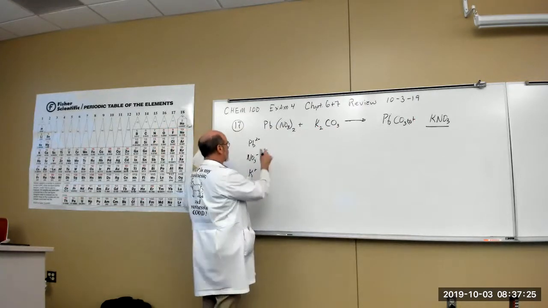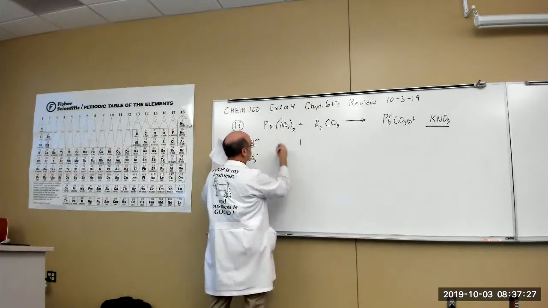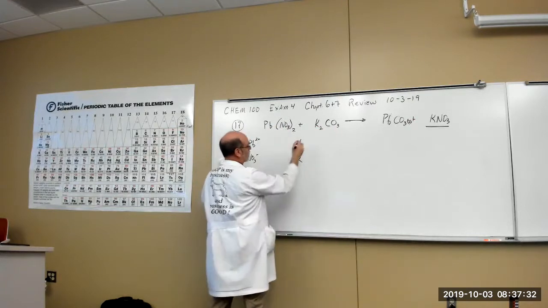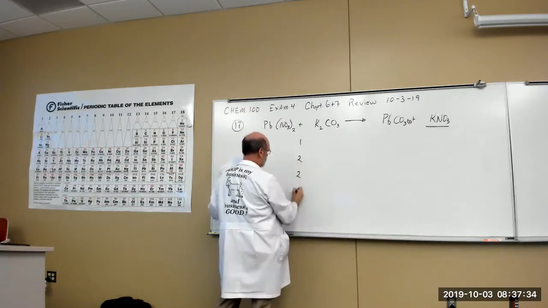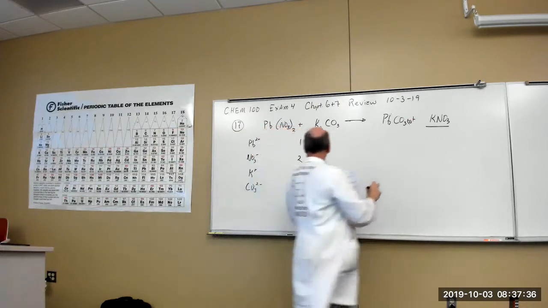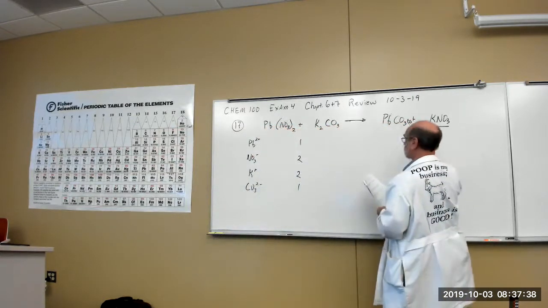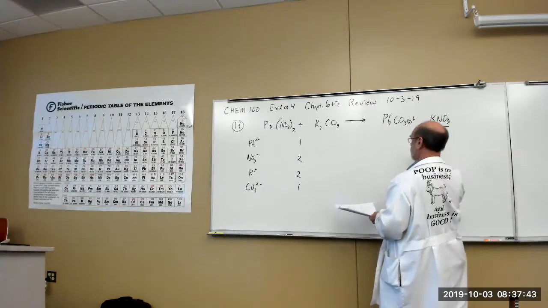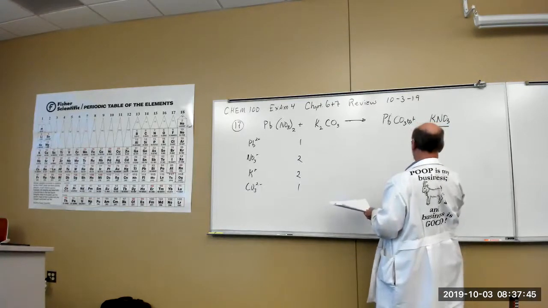Okay, so we do our tally. 1 lead, 2 nitrates, right, because there are 2 here, 2 potassiums, 1 carbonate. On this side, we have also 1 lead. Yes, nitrate, only 1 nitrate. Potassium.